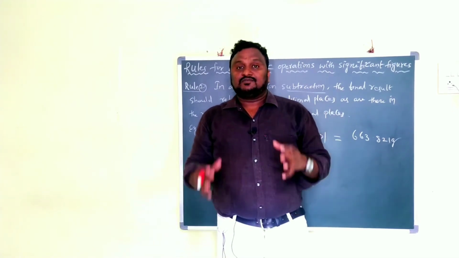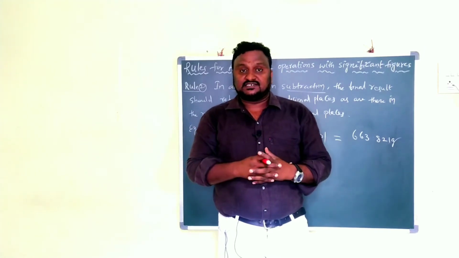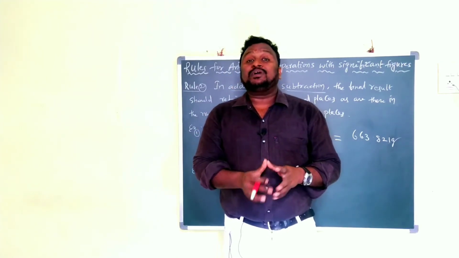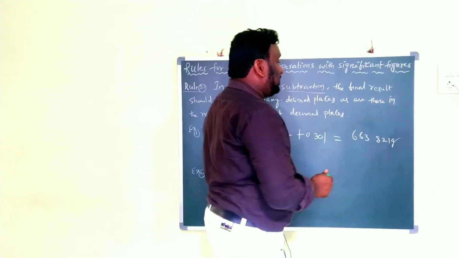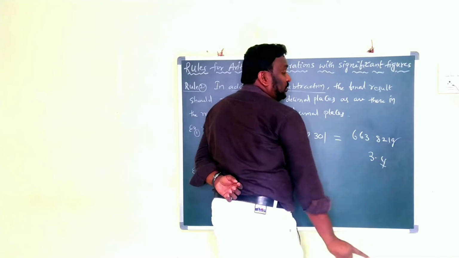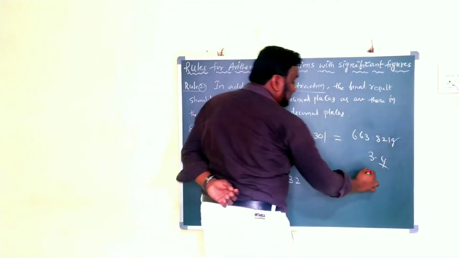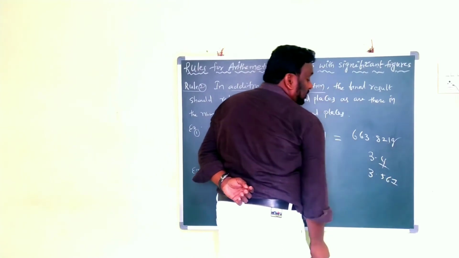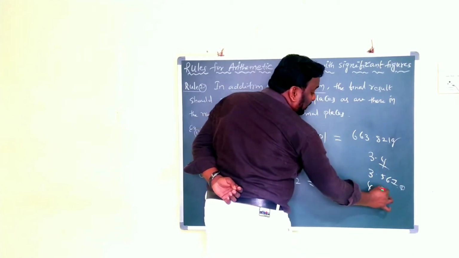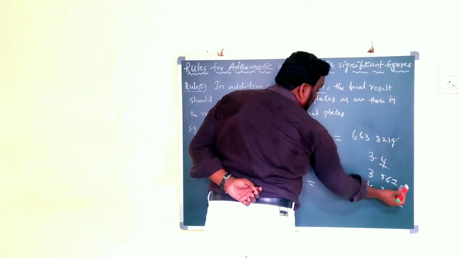In addition or subtraction, we have a number of quantities. For every number we have to check how many decimal places there are. For example, 3.4: after the decimal point, how many digits? 1. That's why the decimal place is 1. For example, 3.567: how many decimal places? 1, 2, 3. Three decimal places. And 4.3268: how many decimal places? 4.